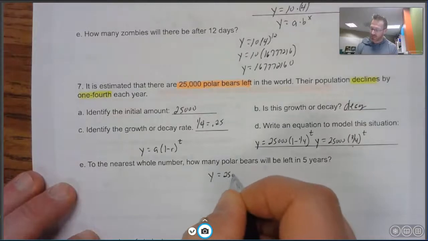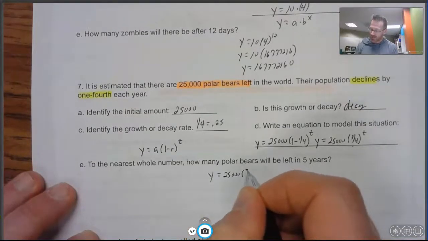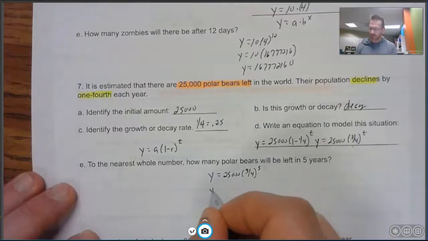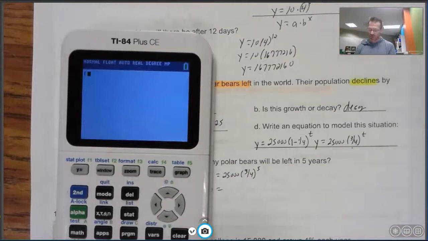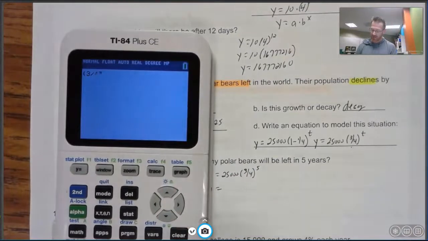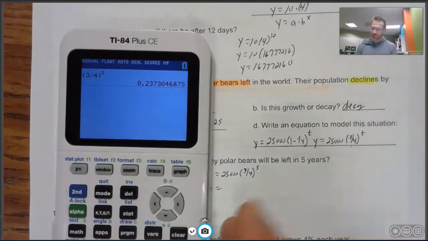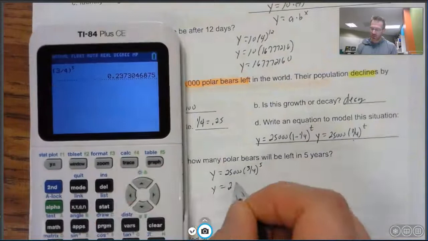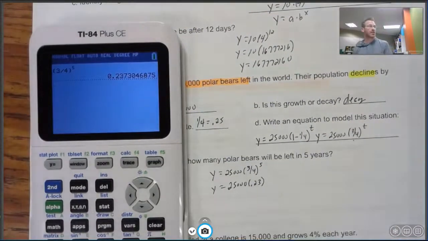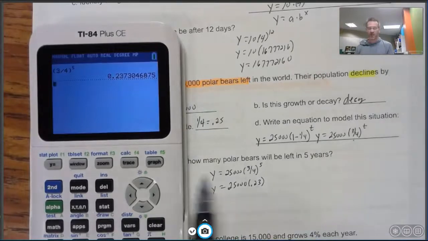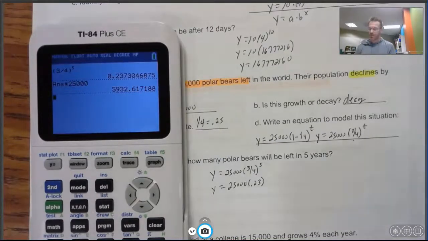So let's wrap this up by predicting how many polar bears will be left in 5 years. So 25,000, and then I'd have 3/4 to the 5th power. Once again, let me just clear all that out. You could put that in as 3 divided by 4, in parentheses just like it looks, to the 5th power. So 25,000, and I'm just going to write 2 decimal places here. Now notice I'm keeping the number in my calculator, and I only write down 2 decimals, but I'm going to keep the full number in my calculator and then multiply it by 25,000, and that's going to make my final answer more accurate.